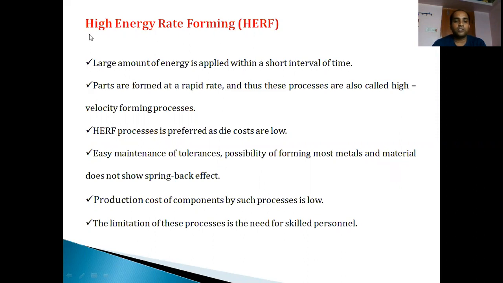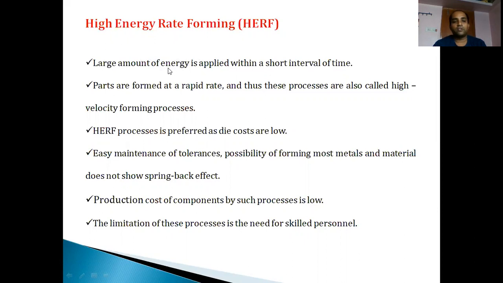So here, in simple words, it is also a forming process itself where we are using a large amount of energy within a small amount of time, which means a huge quantity of energy is used to carry out the metal forming process within a specified short interval of time.